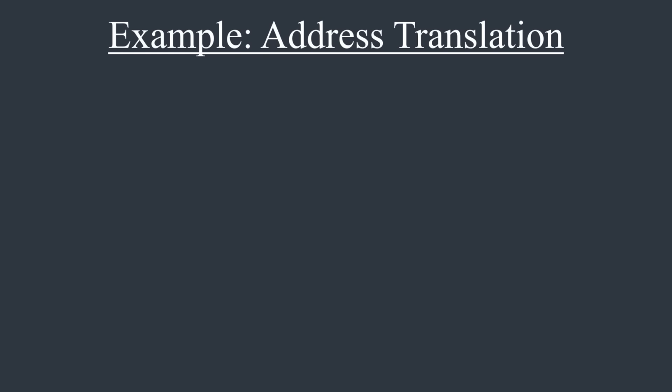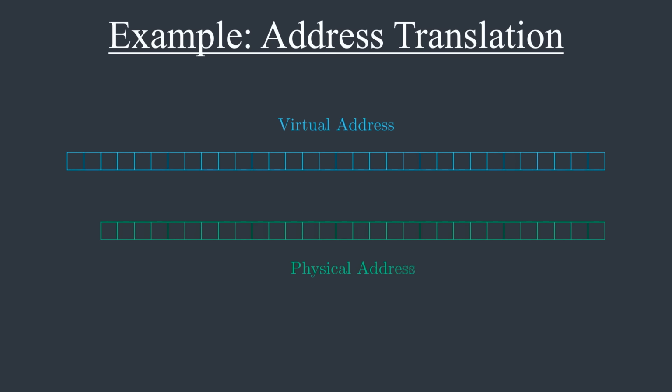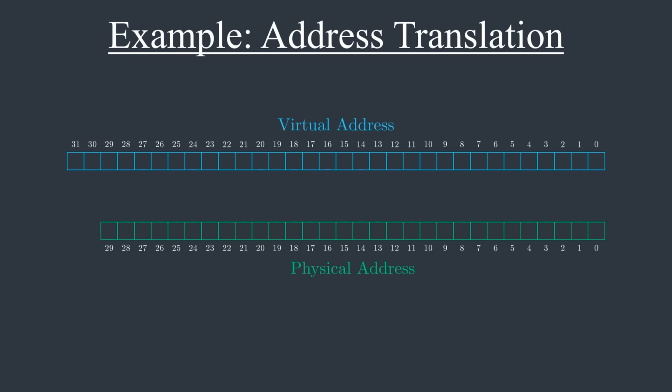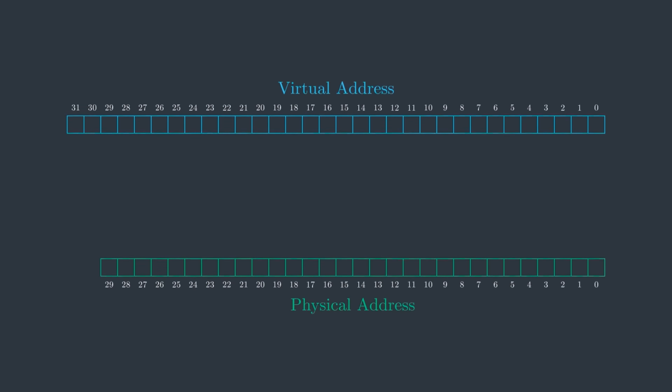Let's see how address translation works at the bit level. Let's say that we have 32 bits of virtual address space, 30 bits of physical addresses, which is 1 GB of RAM, and the page size is 4 kilobytes, which is 12 bits. To translate a virtual address to a physical address, we keep the offset. The last 12 bits of both virtual and physical address are the same. To map the remaining 20 bits of the virtual address, CPU asks the page table and gets back the remaining 18 bits of the physical address.